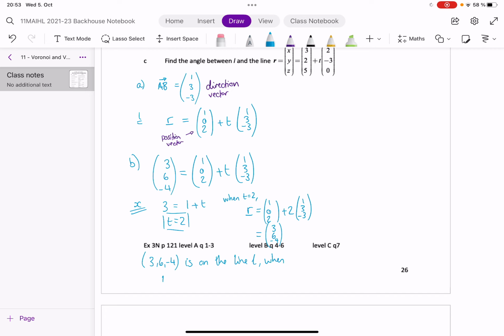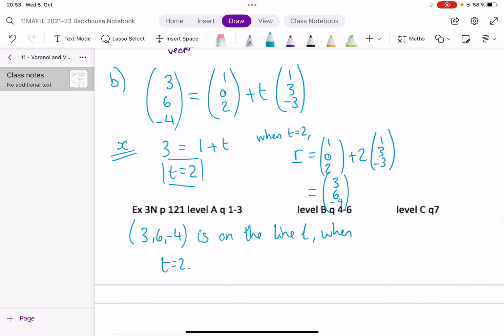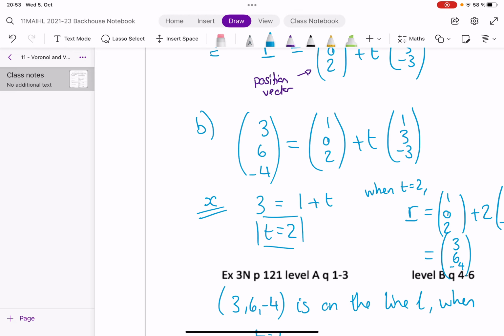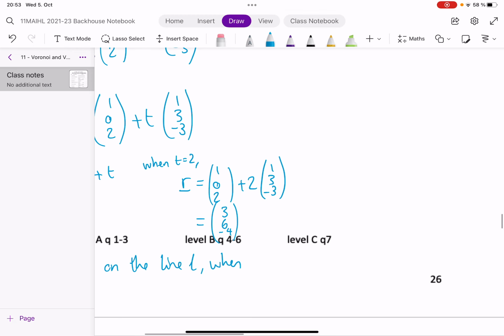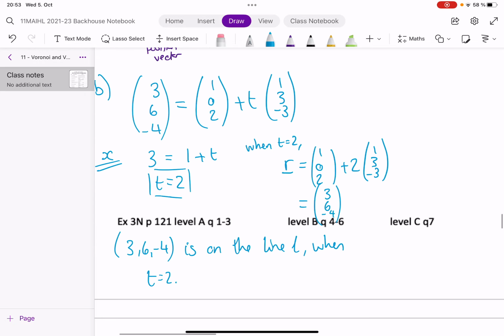when t equals 2. If it hadn't worked out, if it hadn't been on the line, we would have found our t value from thinking about x, just as we did, and then when we substituted it into our equation of our line, we just wouldn't have got (3, 6, -4) as our position vector. At least one of the y or z values would be wrong, and that would indicate to us that it isn't on the line. The line doesn't pass through (3, 6, -4).